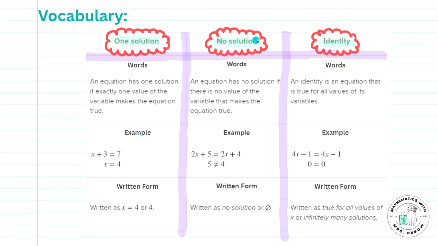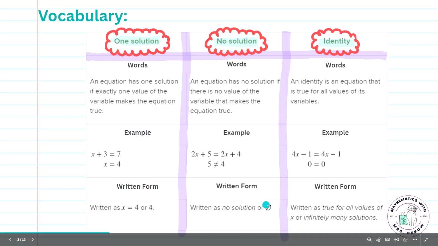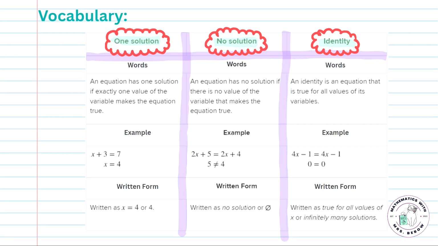We might have a situation like shown in the middle here where we have no solution. So there's no value that actually makes this equation true. For example, if we have something like 2x plus 5 equals 2x plus 4, when I subtract the 2x, I'm left with a statement that says 5 equals 4, which as you all know, is not true. And so we would write this as no solution or an empty set or a null set. So sometimes we're going to have situations where there actually is no possible answer. There's just no solution. And then we have the identity.